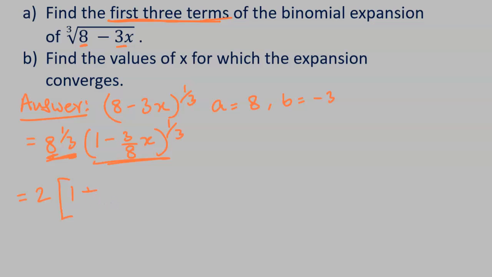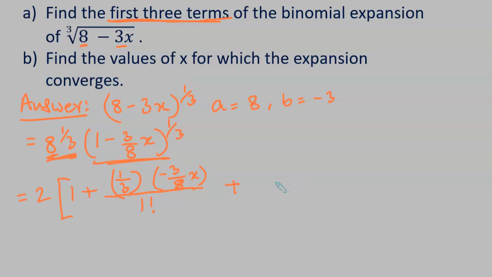Second term in C1, r is equal to 1. Therefore, the denominator is 1 factorial. And since the r value is equal to 1, you will be having only a single factor in the numerator which will be equal to n, which is 1 over 3, multiplied by b over a times x raised to the power of 1. So, it is negative 3 over 8 times x. This is the second term.